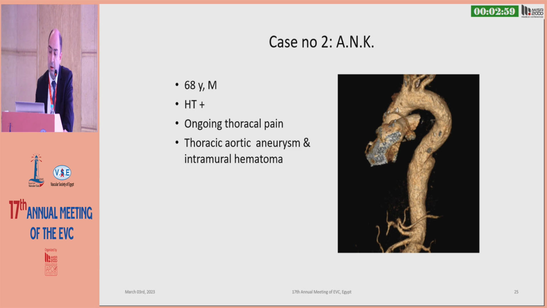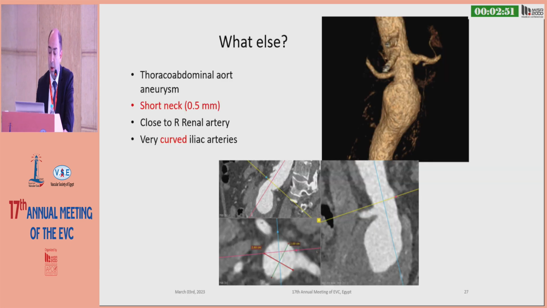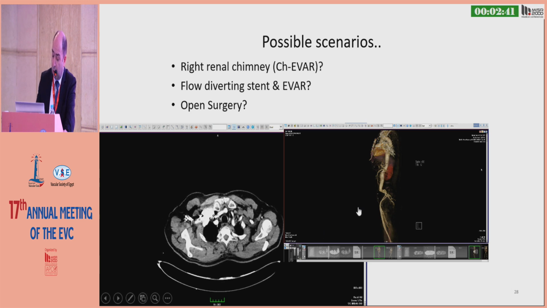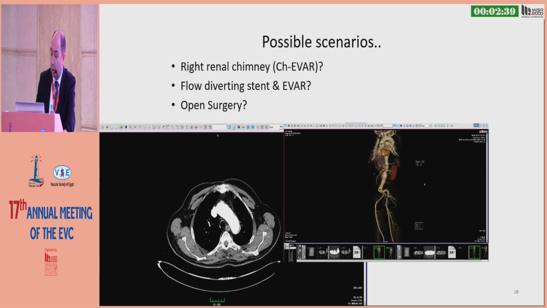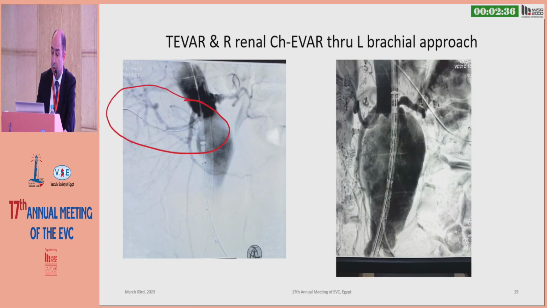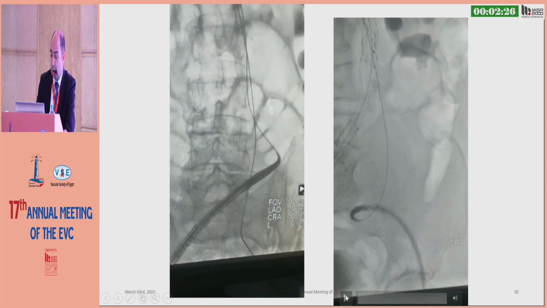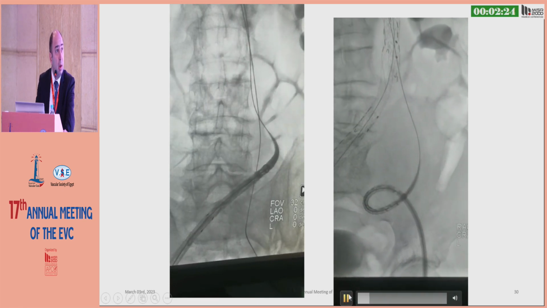So this is the second case. A 68-year-old male with ongoing thoracic and abdominal aorta disease. Here you can see the very short neck, but the problem is he had really very angulated iliac arteries. So we planned to perform TEVAR first and right renal cannulation with TEVAR. Here you can see the angulation of the iliac arteries.